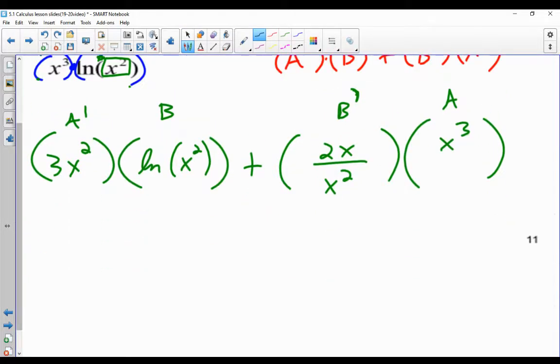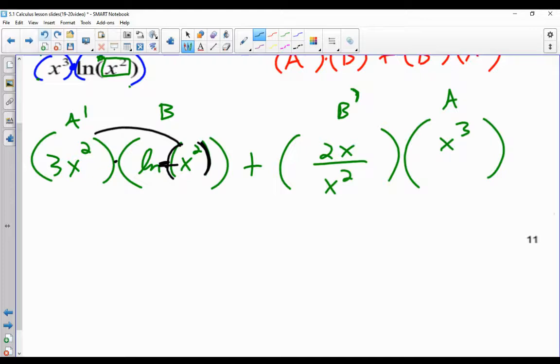Over here, 3x squared times natural log of x squared. I know some of you might be tempted to multiply that and put 3x to the fourth. Sadly, that is not the case, because the x squared in parentheses here is basically stuck to the natural log. You can't separate it and multiply it to this.